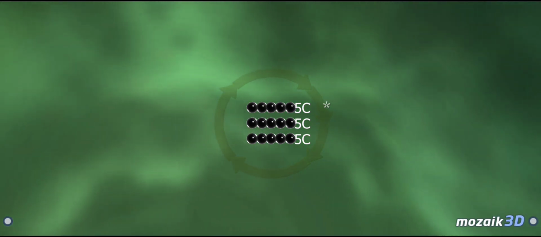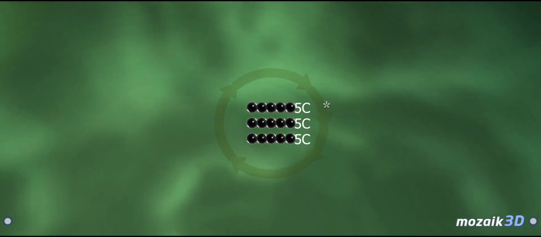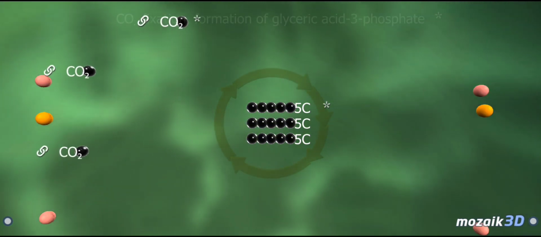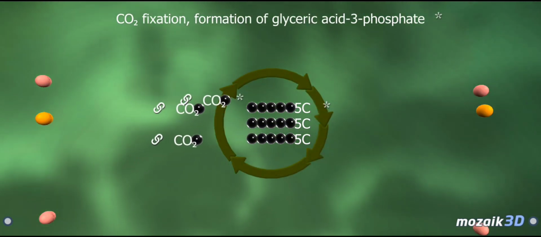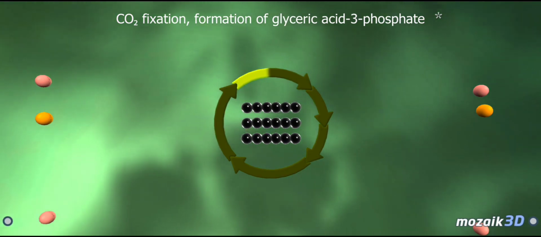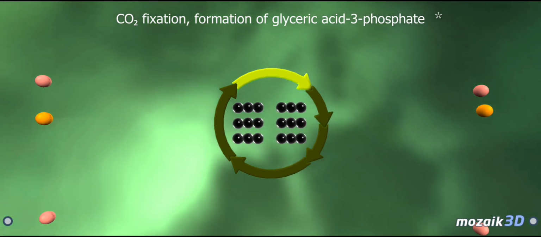Let's start with 3 5-carbon sugar molecules. They have 15 carbon atoms altogether. An enzyme protein incorporates 1 carbon dioxide molecule into each sugar molecule, while the product splits and 6 3-carbon molecules are formed, with a total of 18 carbon atoms.